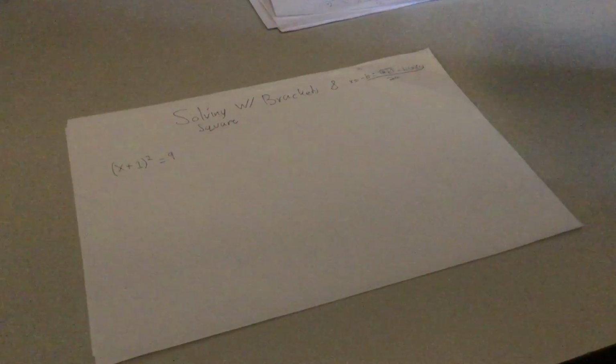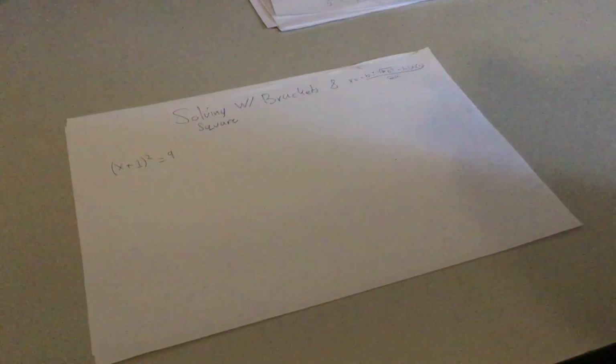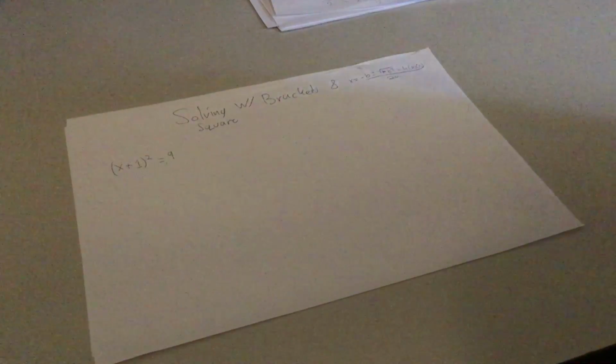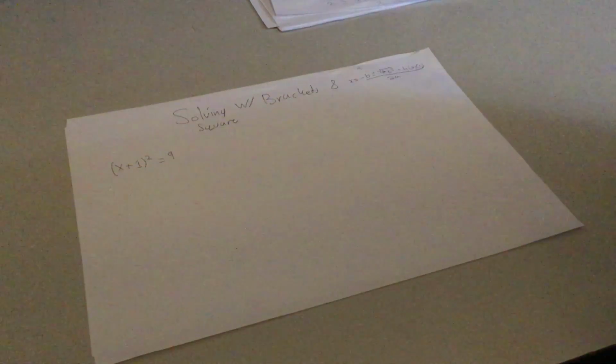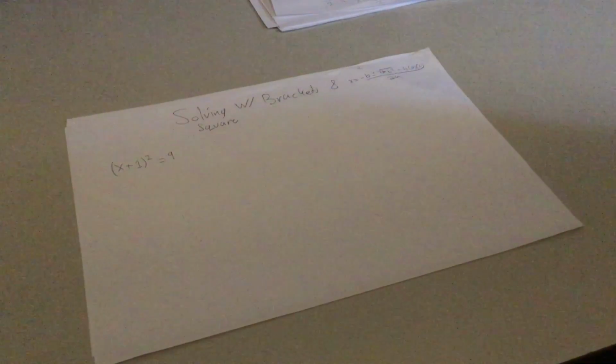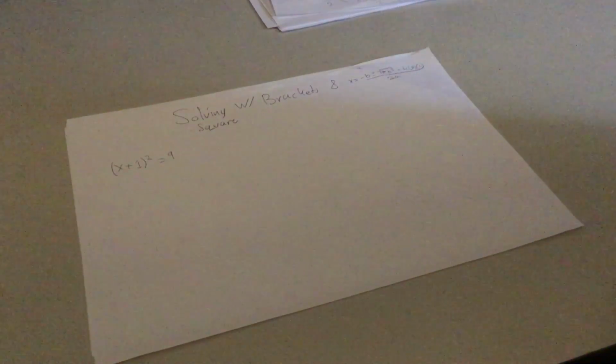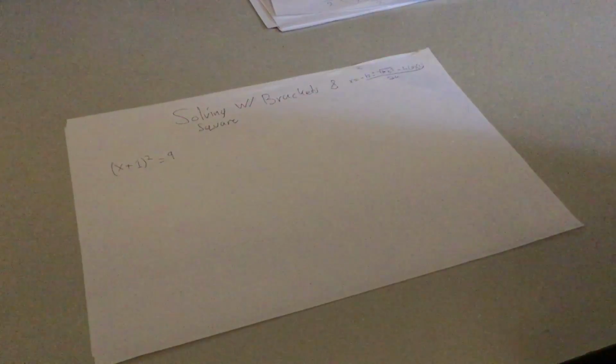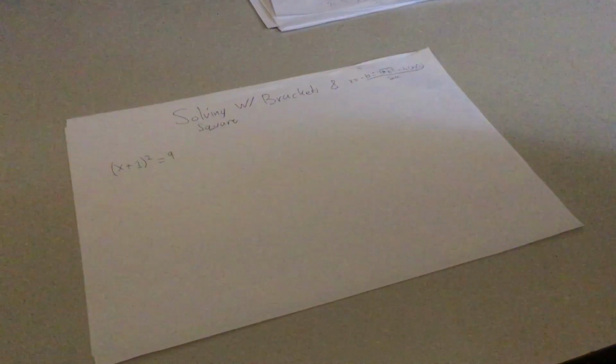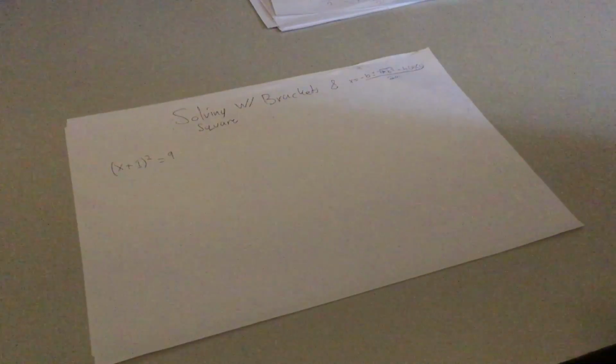Today we're going to be practicing solving quadratic equations that have an unknown, in this case it's x, and also have a square with brackets. So the question is x plus 1 squared equals 9. This may look a little daunting at first, like you don't really know how to start.